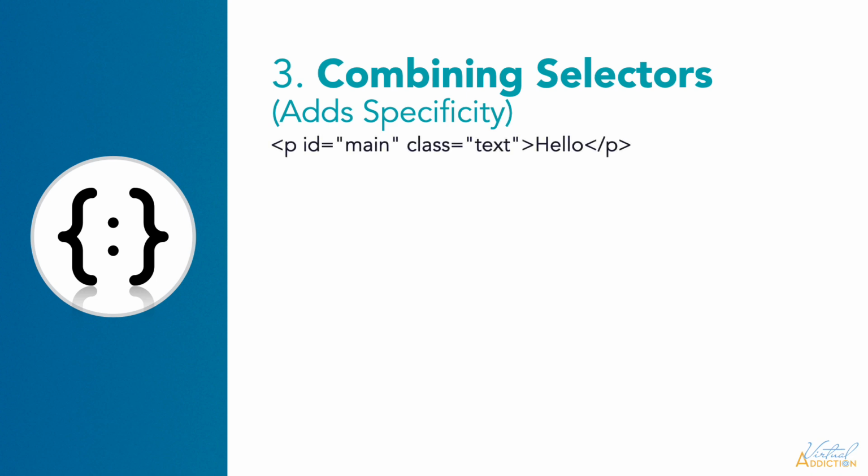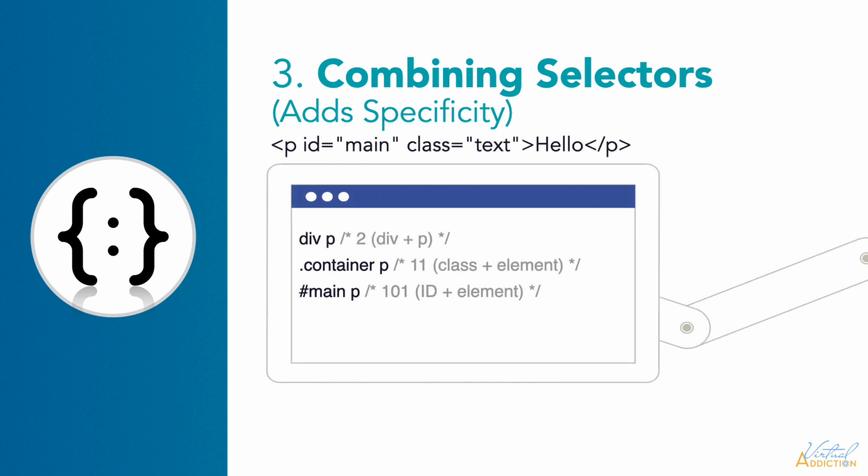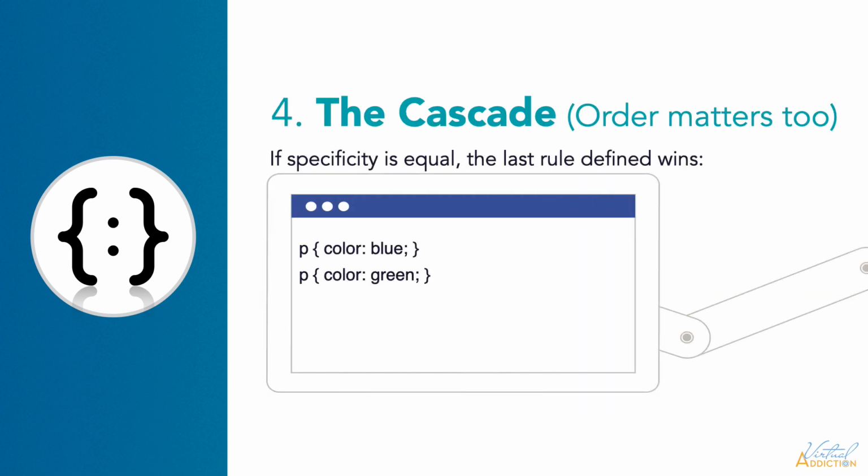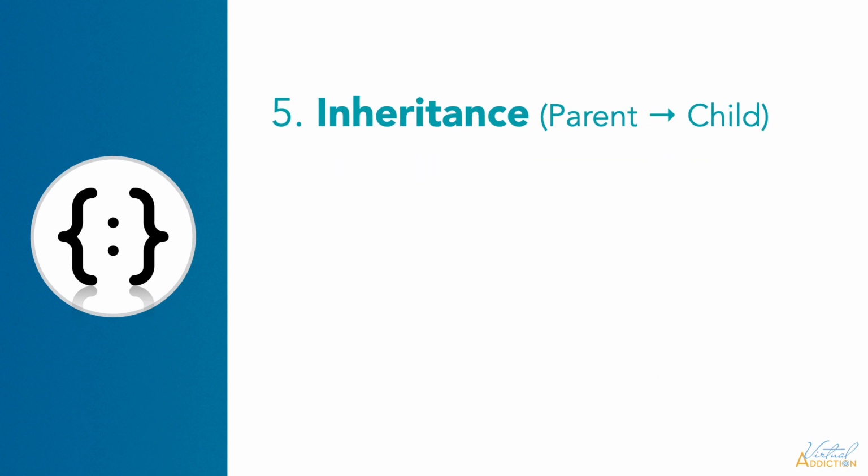You can combine selectors to increase specificity. For example, combining a class and an element makes this rule more specific than just using one. The higher the total specificity, the more priority the rule has. If two rules have the same specificity, the one written last will be applied. This is called the cascade. It's another key part of how CSS works.